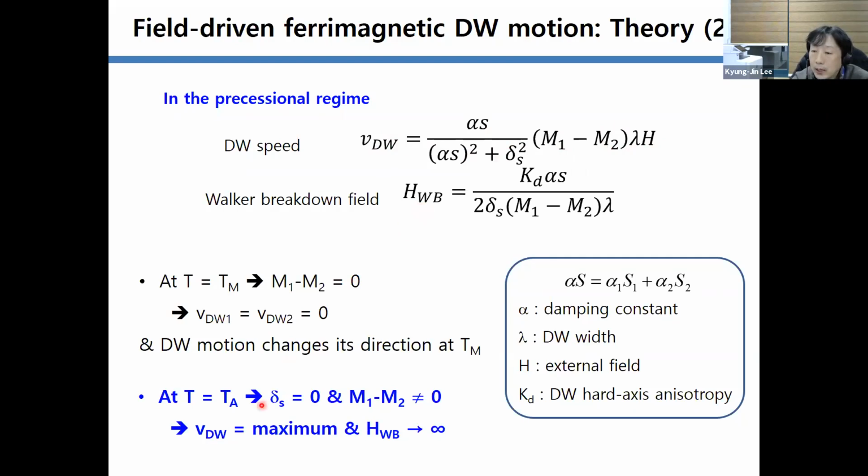But at Ta, delta S is 0. So when you look at this equation, this term becomes 0. Then the domain wall velocity may be maximized at Ta. And when you look at this Walker breakdown field, delta S appears here, which means that at Ta, the Walker breakdown field goes to infinity. In other words, there is no Walker breakdown phenomenon at Ta.